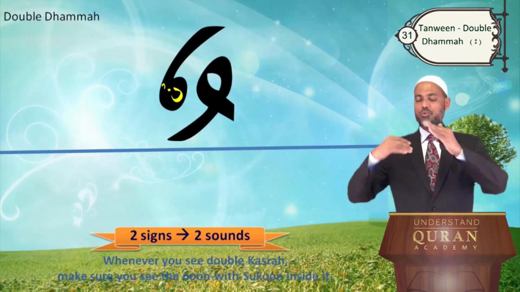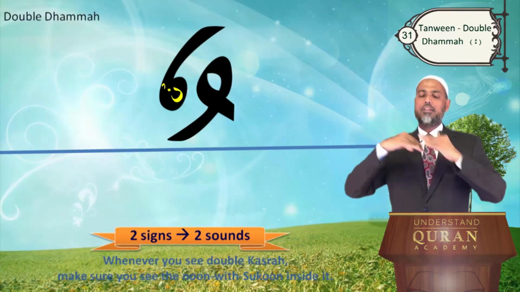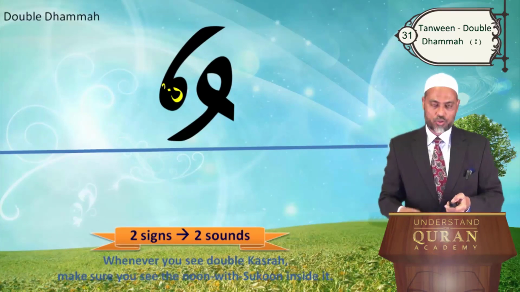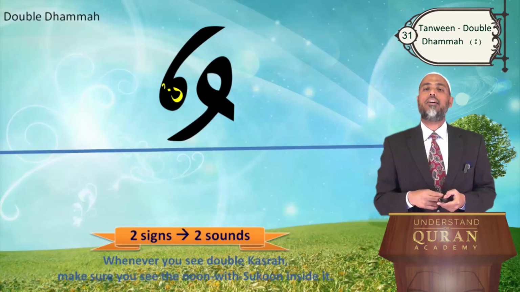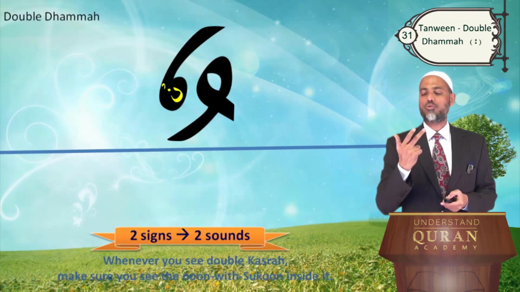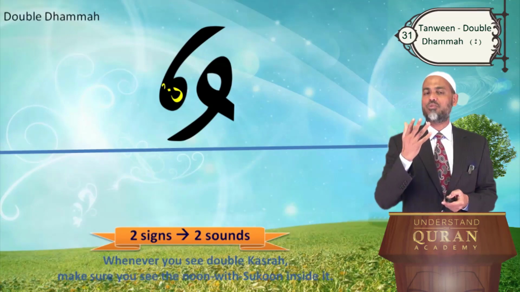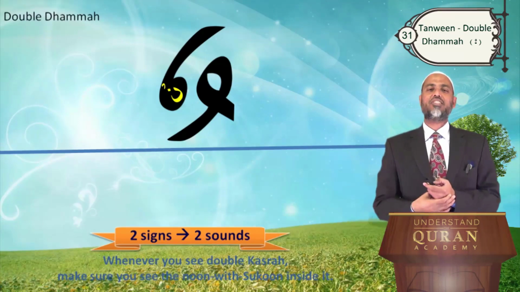Otherwise, it's simple anyway to remember. The double sign means an, in, un. Very simple. Two signs, two sounds. That's another beautiful, amazing part of the Arabic. Because two signs, two sounds; one sign, one sound; three signs, three sounds, that we will learn later on.